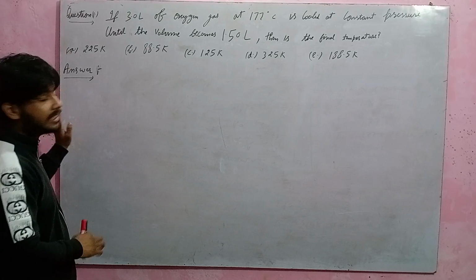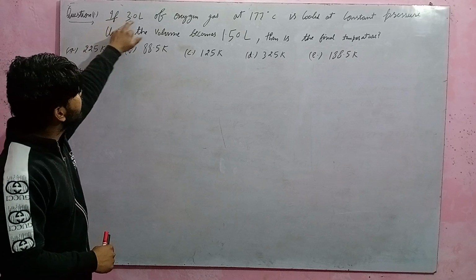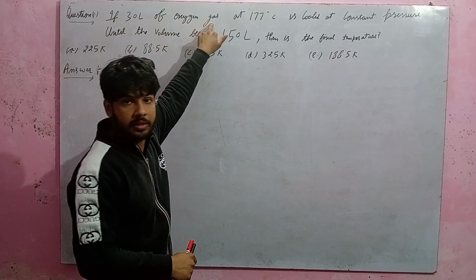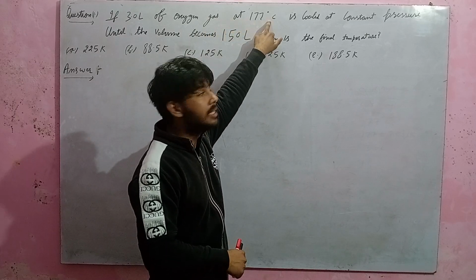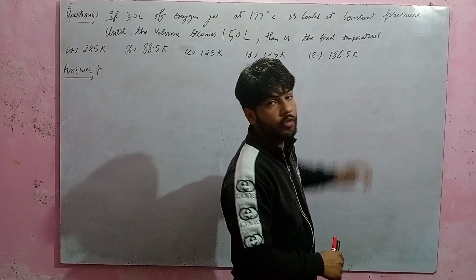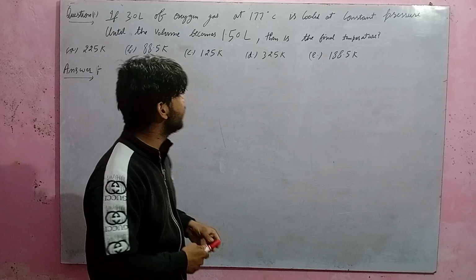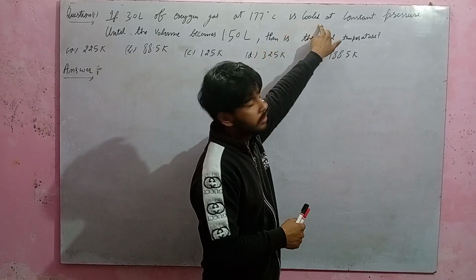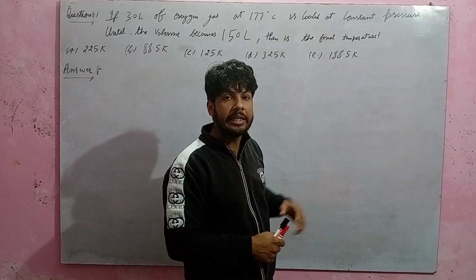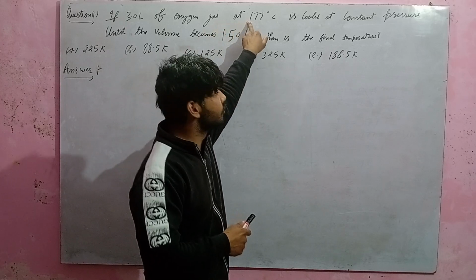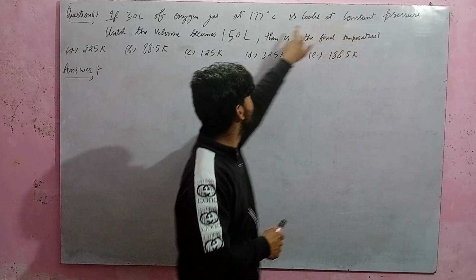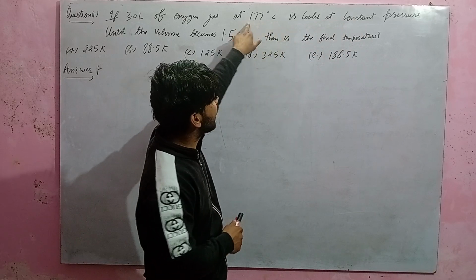Okay, let's read the question. If 3 liter of oxygen gas at 177 degree Celsius is cooled at constant pressure, what is the meaning of cooled? Cooled means the temperature goes on decreasing. So we should decrease the temperature of the gas with constant pressure.